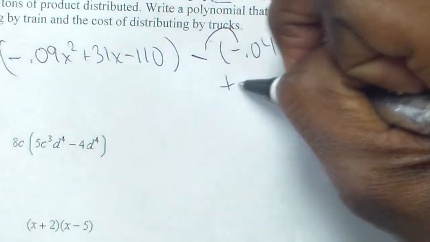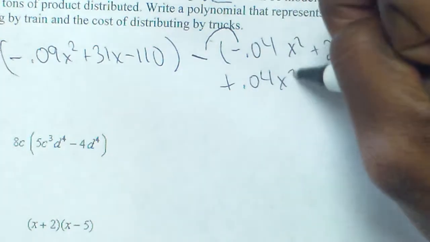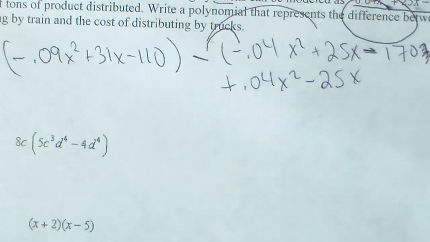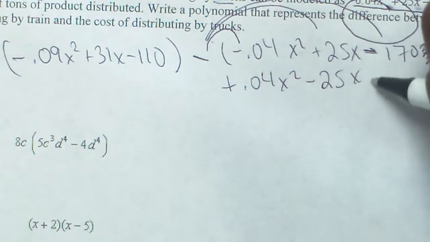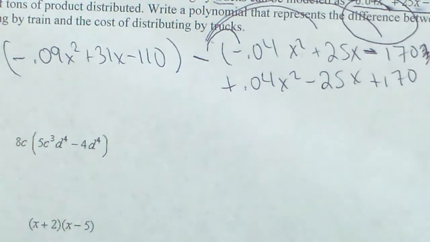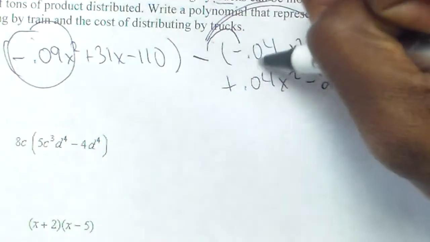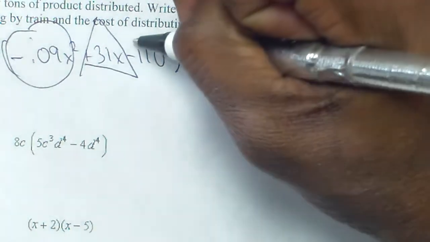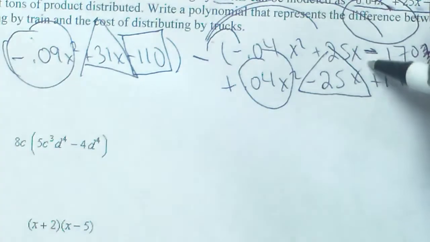That means this is going to turn into a positive 0.04x squared. Distribute the negative, that turns into a negative 25x. Distribute the negative, that turns into a positive 170. And from here, we're basically just collecting like terms. These two will go together. The x's will go together. And then the numbers will go together.